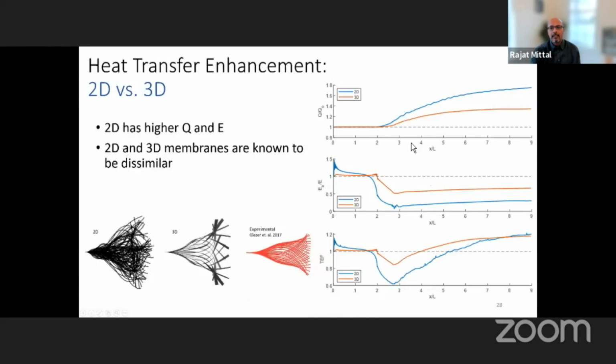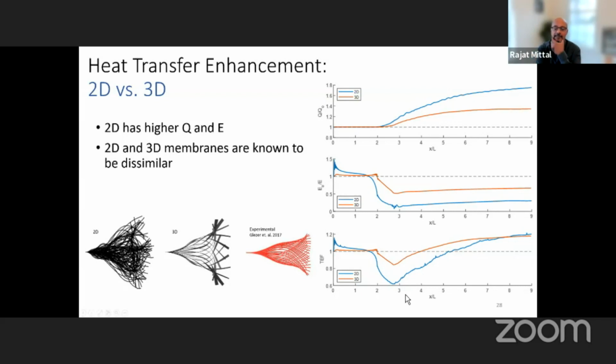And when we look at the thermal enhancement factor, it turns out in 3D we are not as effective as in 2D. And that makes sense because in 2D, much stronger vortices are formed. But overall, I'll draw your attention to the thermal enhancement factor here: even though we get less heat transfer in 3D, the thermal enhancement factor is actually quite equivalent. It's about 1.2. So it's about a 20% increase in the thermal enhancement factor by using these membranes.